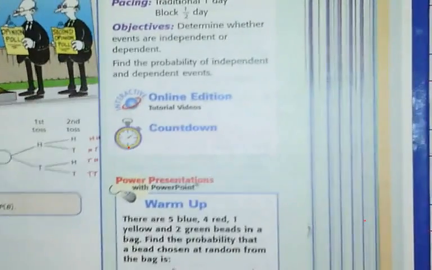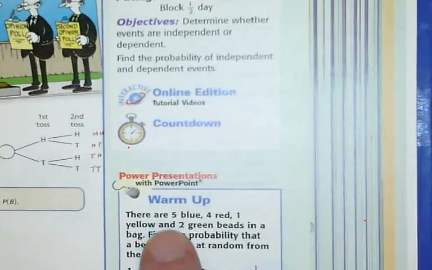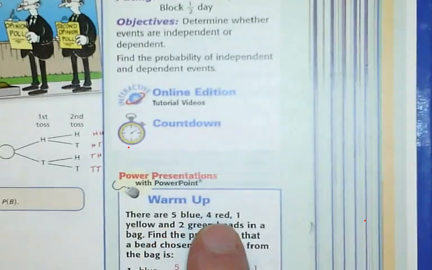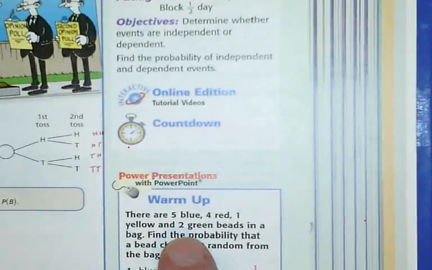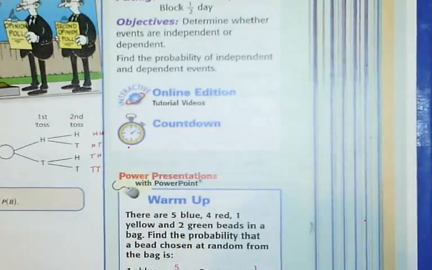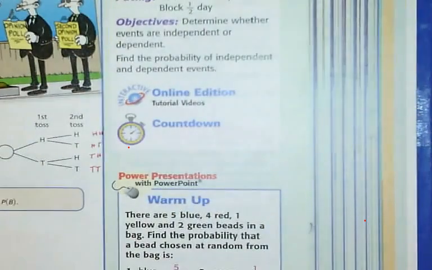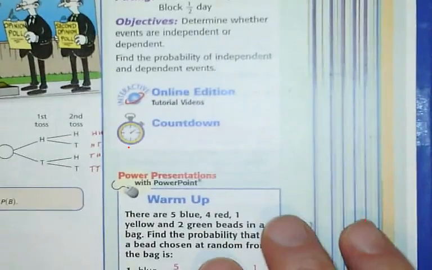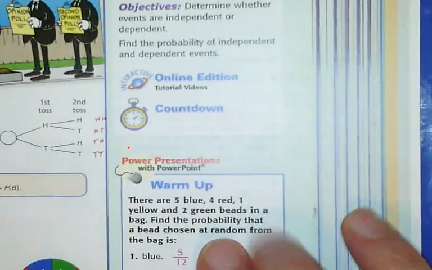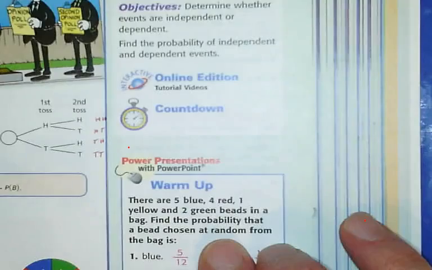But if I have a bag of marbles, and I have 5 blue ones and 4 red ones and 1 yellow one and 2 green ones, right? And they're all in this bag. If I pick one, the chance of getting a blue one, you'd have to add all these up: 4, 9, 10, 12. There's 12 marbles. So the chance of getting a blue one would be 5 out of 12.